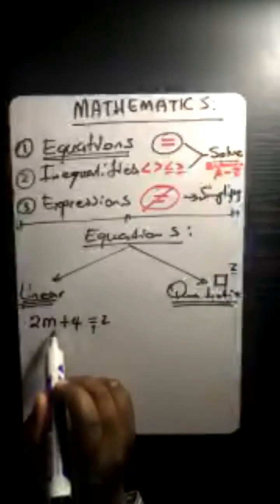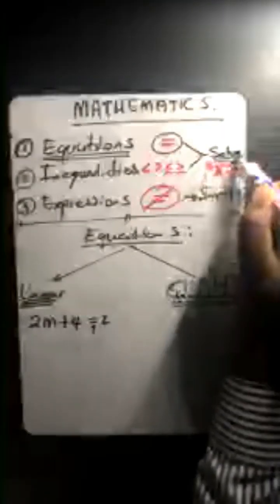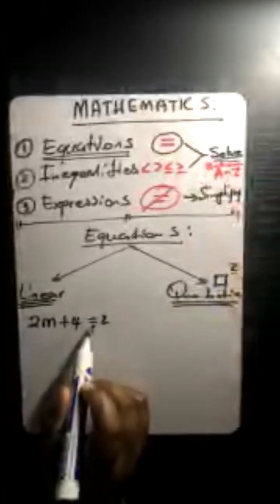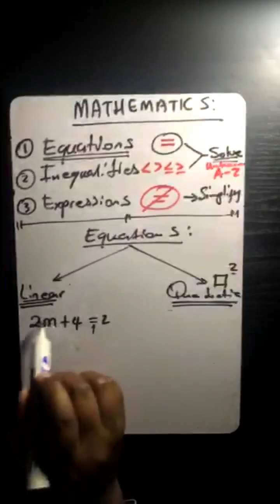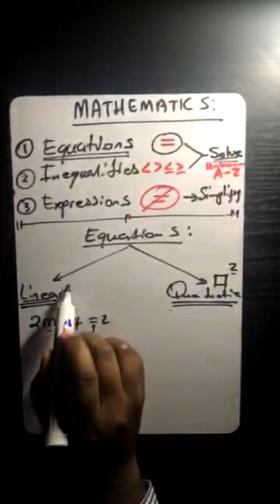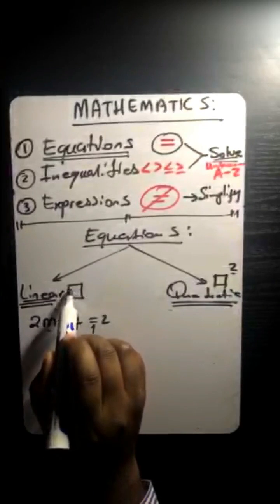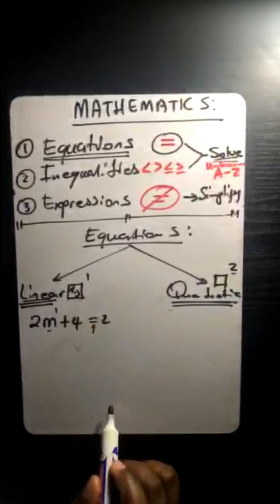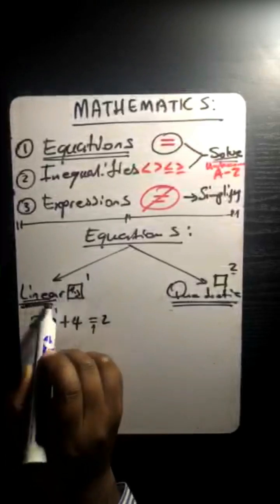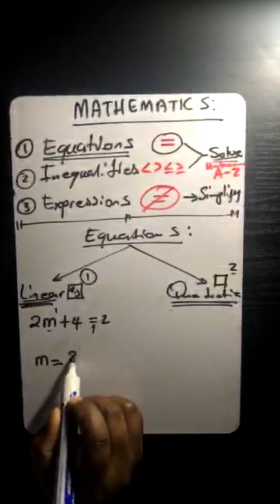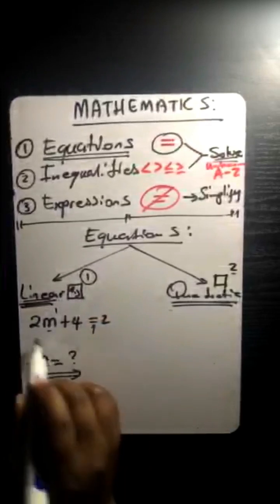Then we check the unknown, because you know you're going to solve. The unknown, what is the highest power of that unknown? It's just letter m to the power of 1. Whatever letter you are having, which could be any letter from a up to z, as long as it's to the power of 1, it means it's linear. And it also means you are just going to have one possible answer if you solve that unknown.